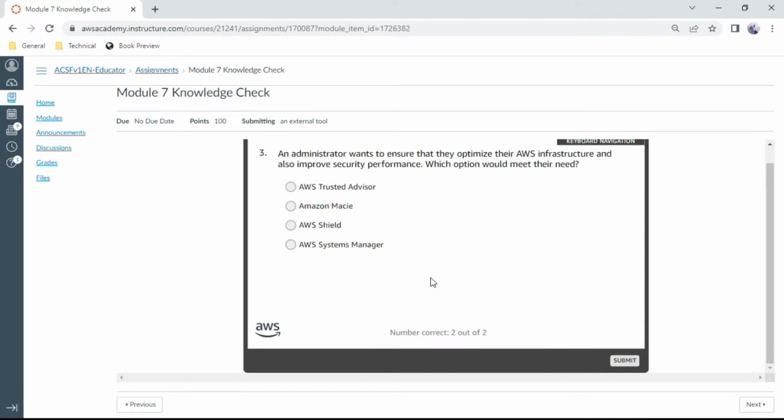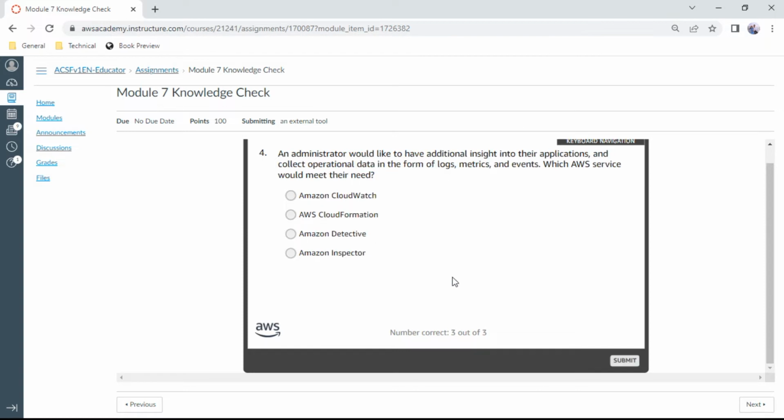Yeah. Third one: an administrator wants to ensure that they optimize their AWS infrastructure and also improve security performance. Which option would meet their need? It is Trusted Advisor. Third one. The fourth one: an administrator would like to have additional insight into their applications and collect operational data in the form of logs, metrics, and events. Which AWS service would meet their need? This is CloudWatch.